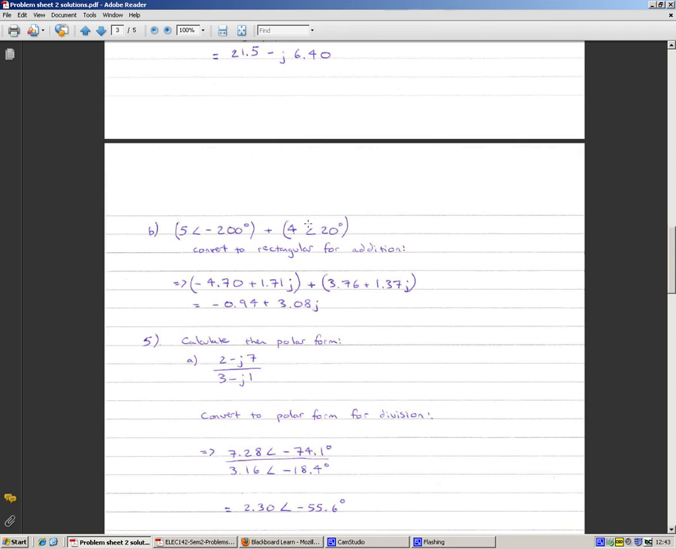And the second part, we've got 4 at an angle of 20 degrees, converted to rectangular is 3.76 plus 1.37j. So now we've done that, we can just add these two parts together because it's in rectangular form. So we get minus 4.70 plus 3.76, which gives us minus 0.94, and then we just add the imaginary parts together as well, and that gives us 3.08j. And that is our final answer. We don't need to do any more conversion because we converted it to rectangular at this point. So we've answered the question in rectangular form already.